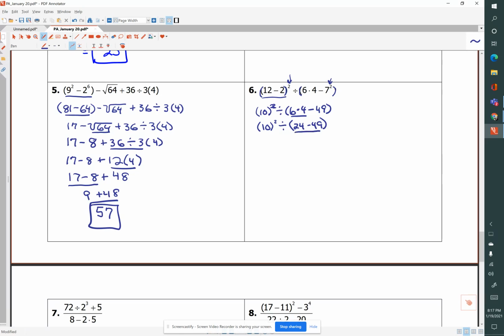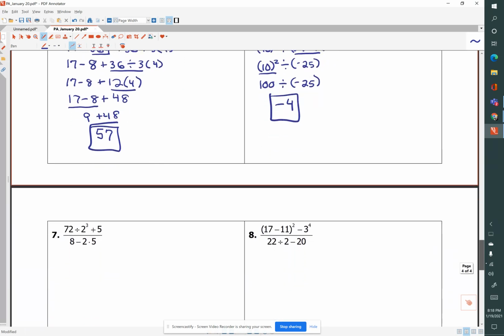Again, let's evaluate inside the parenthesis. So 10 to the 2nd power divided by 24 minus 49 is a negative 25. And now we'll work with 10 to the 2nd power, which is 100. 10 times 10 is 100, divided by negative 25, which 100 divided by 25 is 4. We have a positive divided by negative, so that would be negative 4.